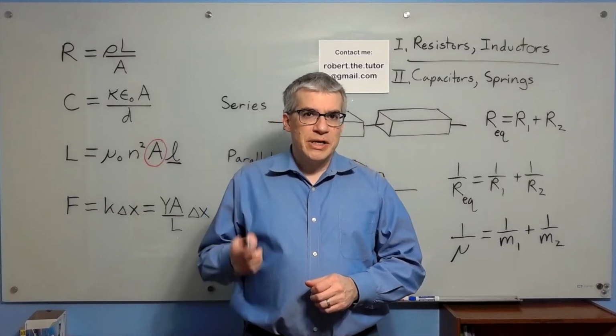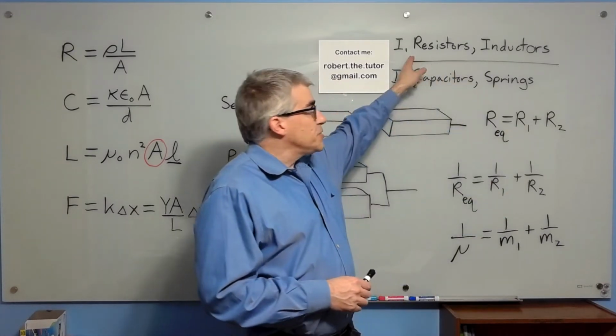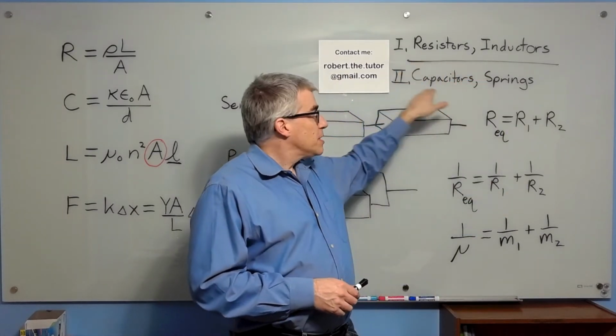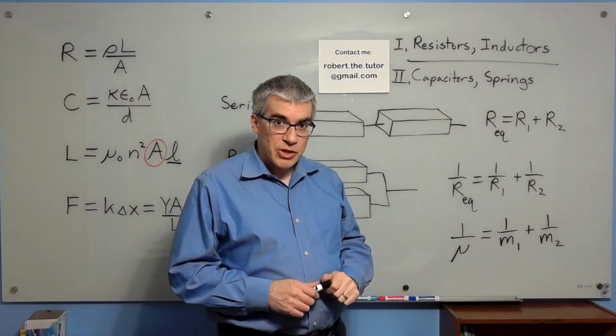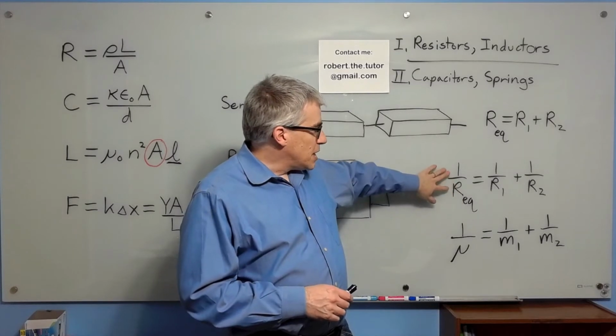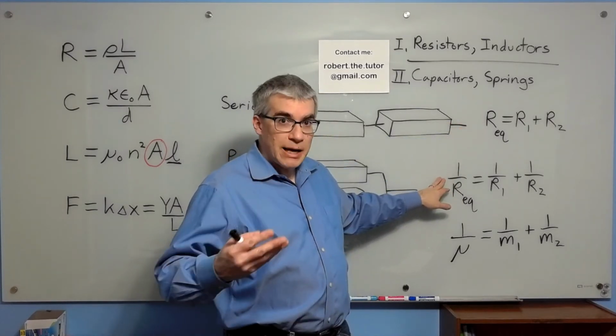There's a pattern in how you add things in series and in parallel. Resistors and inductors add the same way. Capacitors and springs add the same way, and the way they add is opposite each other. You use a formula like this or the formula like this. You simply add them or you add them upside down.